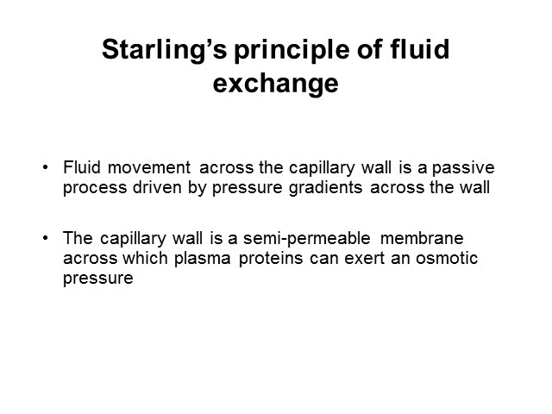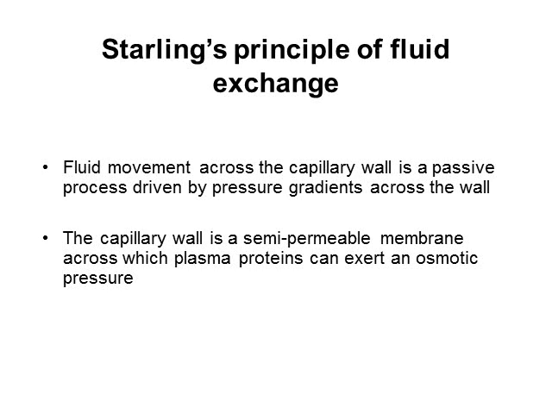In addition to Starling's law of the heart, Starling has also developed laws and principles of fluid exchange. The two major points of this law are that fluid movement across the capillary wall is a passive process which is driven by pressure gradients across the wall. The capillary wall is a semi-permeable membrane across which plasma proteins can exert an osmotic pressure. What this basically means is as the blood pressure is higher at the arterial end than the venous end, there will be significant pressure gradient differences from one end of the capillary to the other. Meanwhile, plasma proteins will remain the same in the blood.